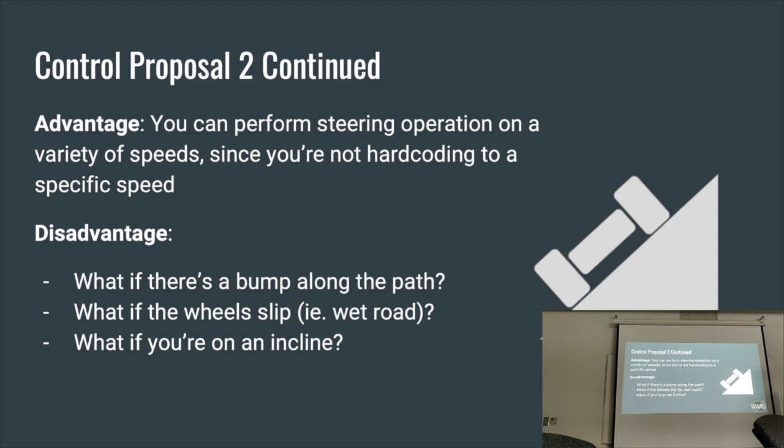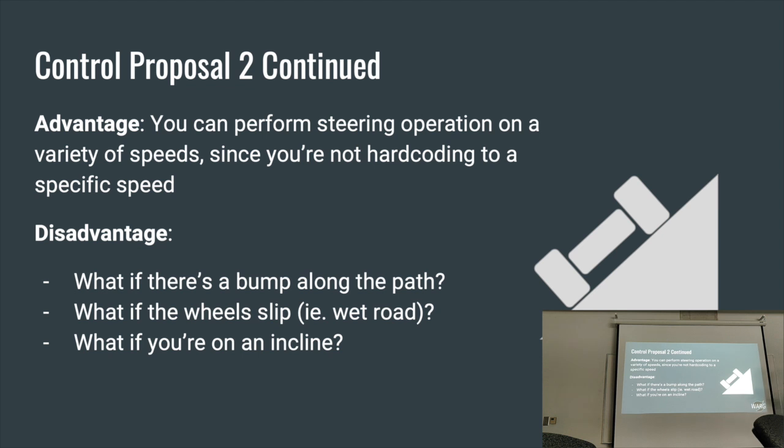What if the wheels slip, right? Because based on your model, you're assuming that there's no wheel slippage. So a particular signal gets you a particular physical speed, right? Which means you're expecting to go a particular displacement all the time. And what happens if you're on an incline, right? Because if you're on an incline, you might actually have to travel more to do a perfect 90 degree turn if you're looking at it from the top.